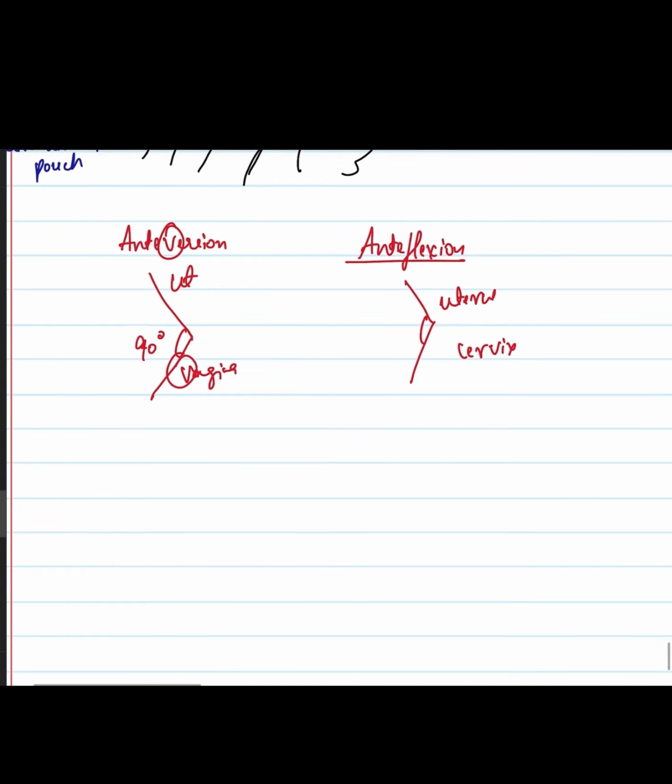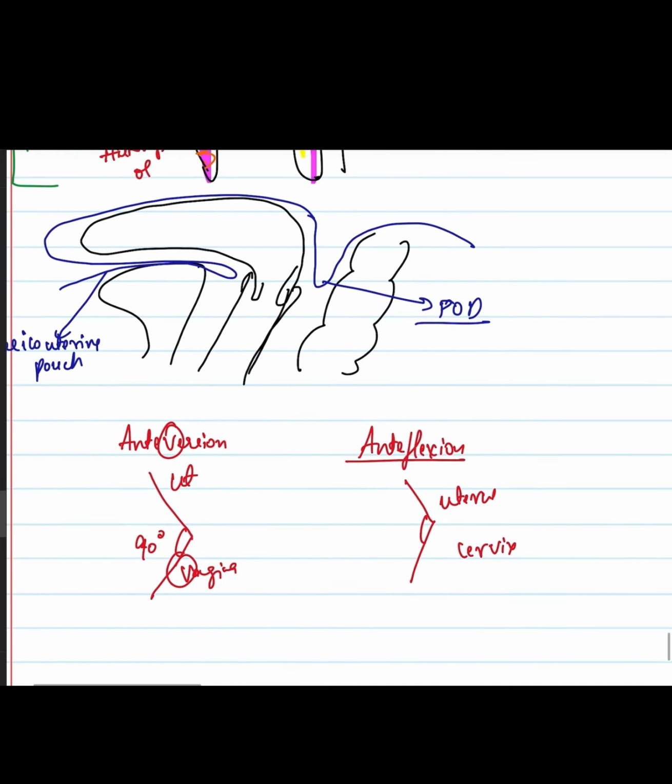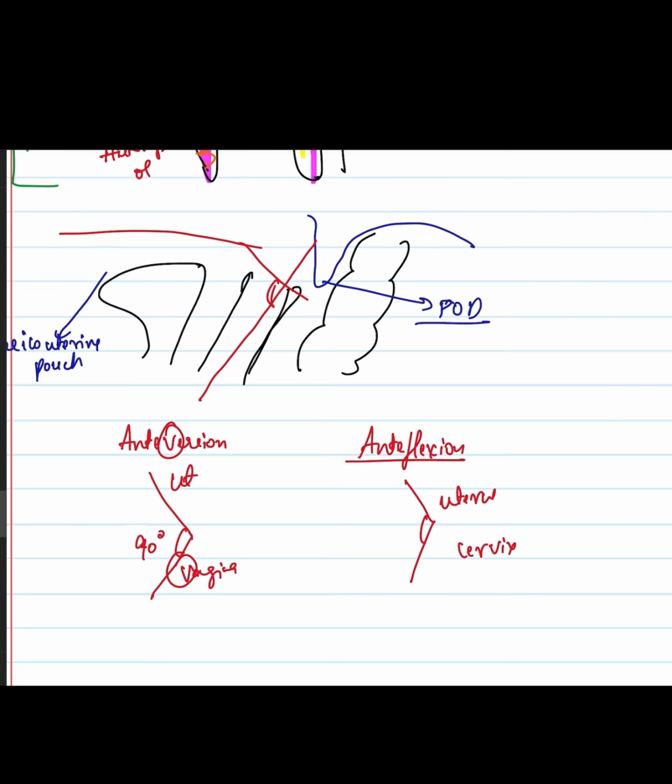Okay, so what is this? I can show it here. Uterus is this and the vagina is this. This is your anteversion. So it is a bending of the uterus over the bladder. If it is anterior, then it is anteversion. If it bends backward, this is your retroversion. And now anteflexion. Anteflexion is the uterus and the cervix. Cervix is this part. This angle is your anteflexion. Understood?